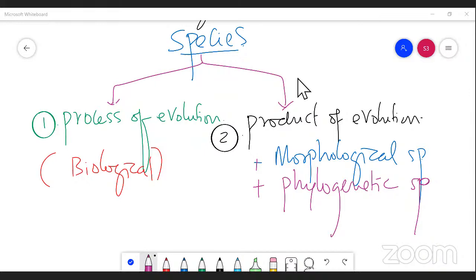Okay, another one. Product of evolution. Very good. Could you mention the types of species involved? Morphological species and the phylogenetic species. Very good. Now you can classify easily because we have discussed a number of species: morphological, biological, phylogenetic, so many that we have discussed, by which you can categorize yourself. Biological species comes under process of evolution, whereas under product of evolution, morphological species and phylogenetic species are categorized. This is the types of species.